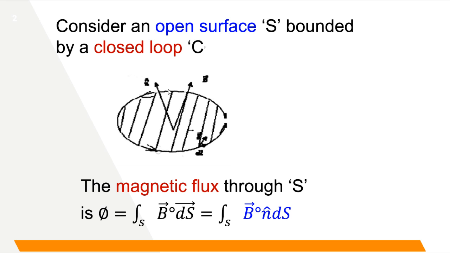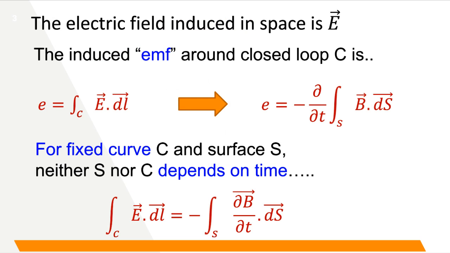The magnetic flux through this surface is phi equal to the surface integral of B dot ds, and this ds is written in terms of a unit normal vector perpendicular to the surface, so the equation changes to B dot n ds, where n is the unit normal vector perpendicular to this surface. This is the magnetic flux linking through this particular surface, written mathematically.